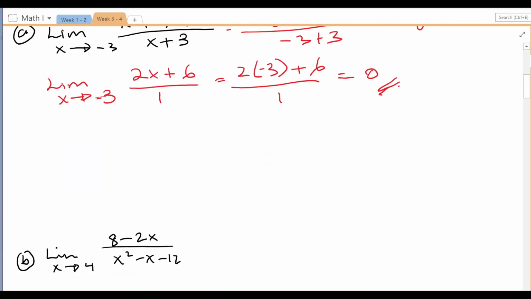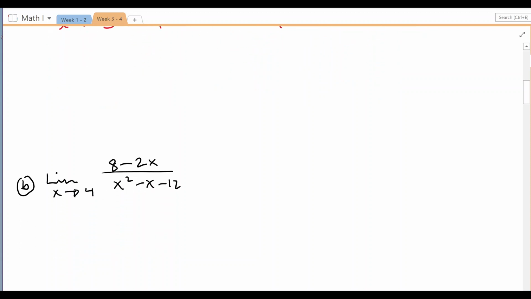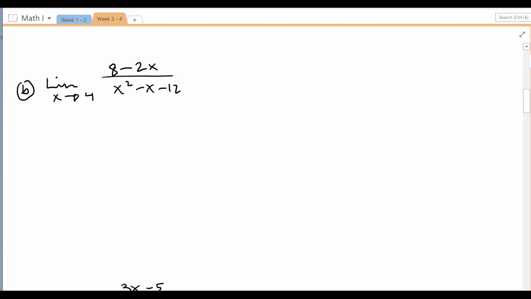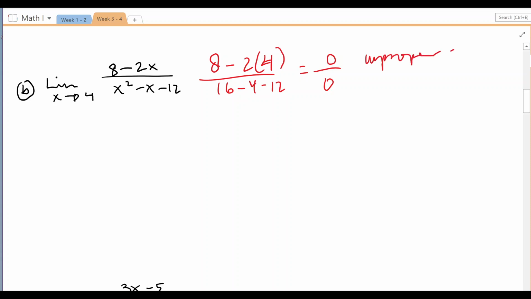Let's do another example. What's the limit of 8 minus 2x over x squared minus x minus 12? Again, we check by doing direct substitution of x equals 4. If you substitute, this will become 8 minus 2 times 4, divided by x squared equals 16 minus 4 minus 12. So again we will get 0 over 0, which is improper. Therefore we can take the derivative.